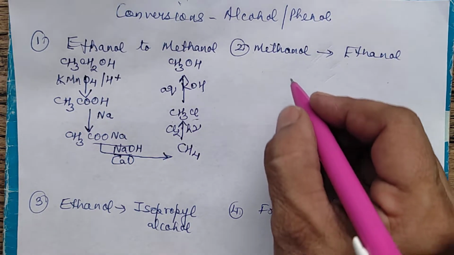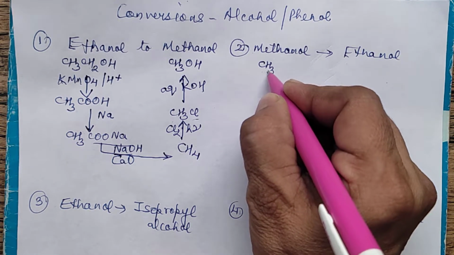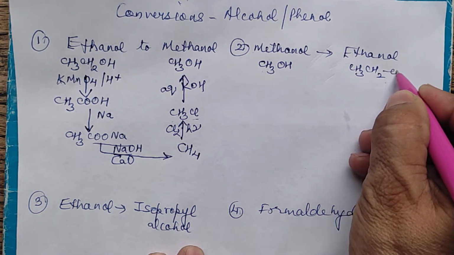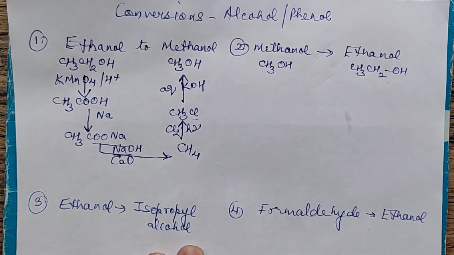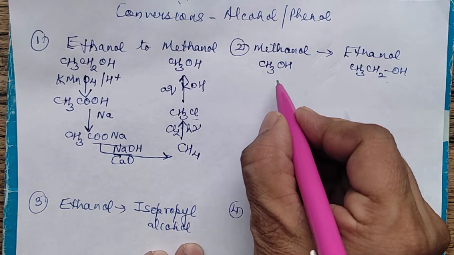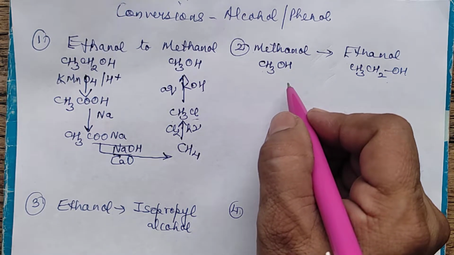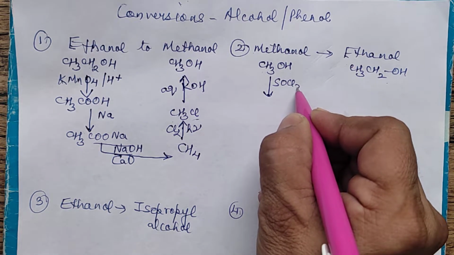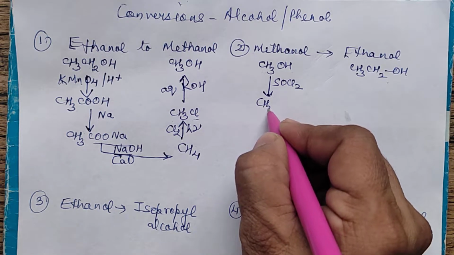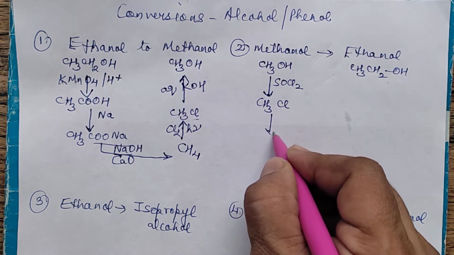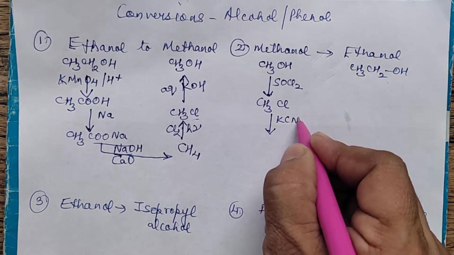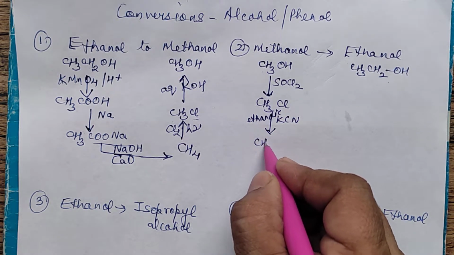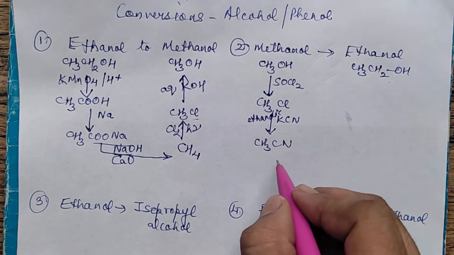Now meth to eth means we are increasing the carbon atom. Methanol, you are preparing ethanol from it. From methanol you are preparing ethanol. One carbon increase. So when you are increasing carbon atom, think of cyanides. So what you can do is, first treat methanol with thionyl chloride. So you will get one chlorine in this. Treat this with potassium cyanide, ethanolic potassium cyanide, alcoholic potassium cyanide. You will get one carbon more, that is cyanide you are going to get.